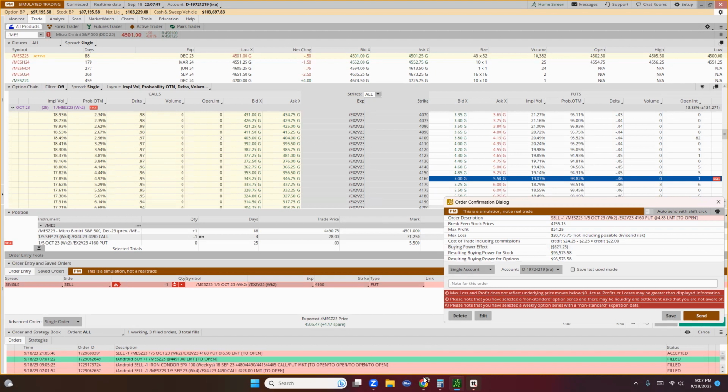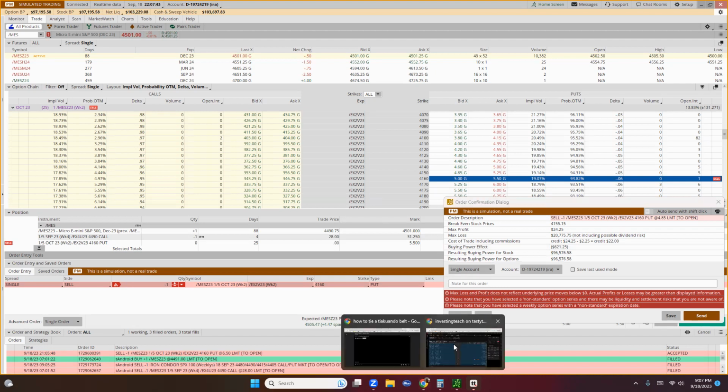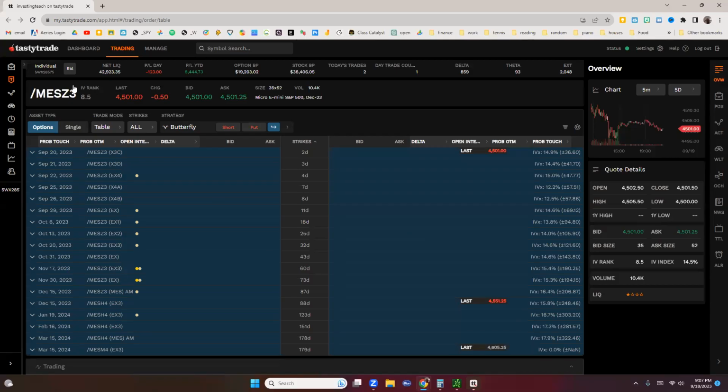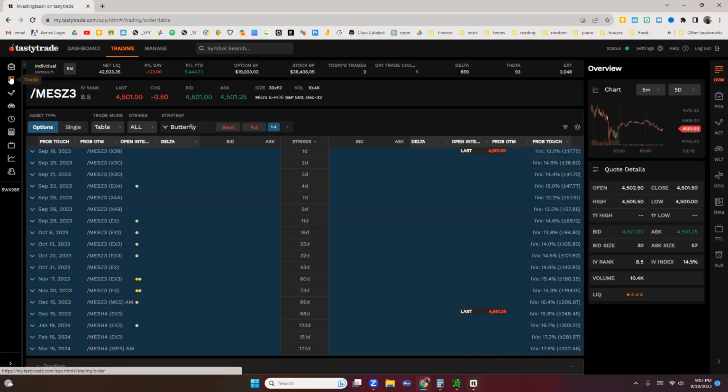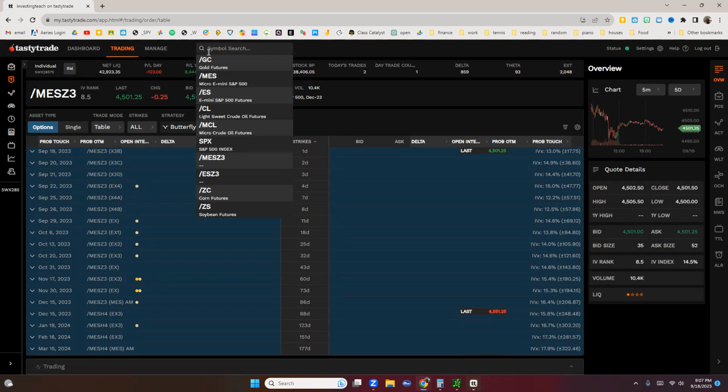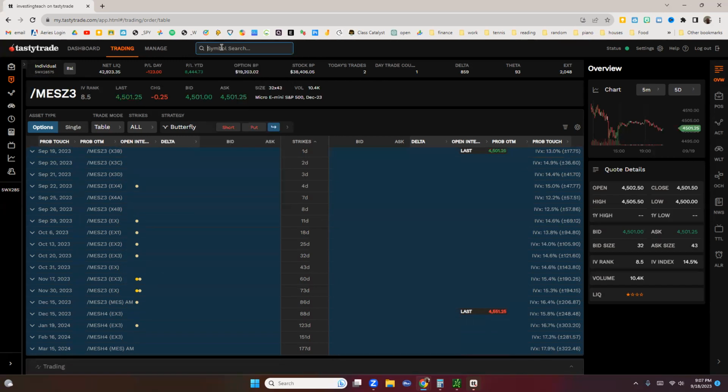Okay. Now we'll look at Tasty Trade as well. It's pretty much the exact same steps. Click on the trade tab. I'm going to type /MES.